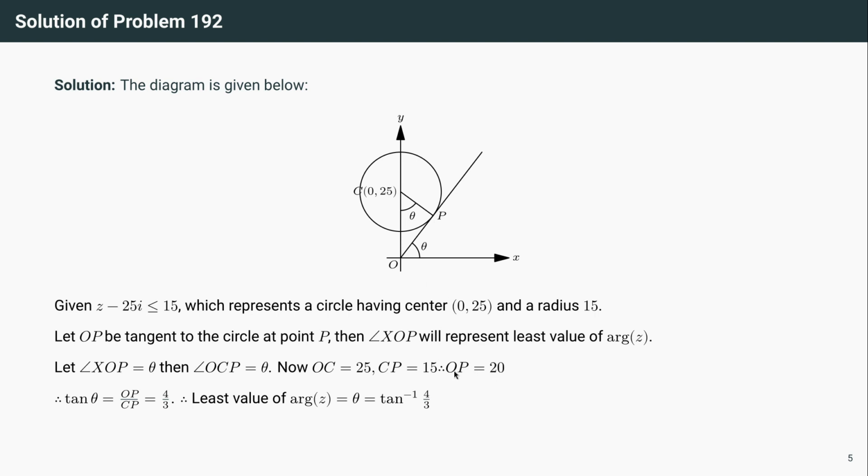So once we have OP, that is this, and CP, which is 15, we find that tan theta is OP by CP, it is 4 by 3. So the least value of argument would be tan inverse 4 by 3.